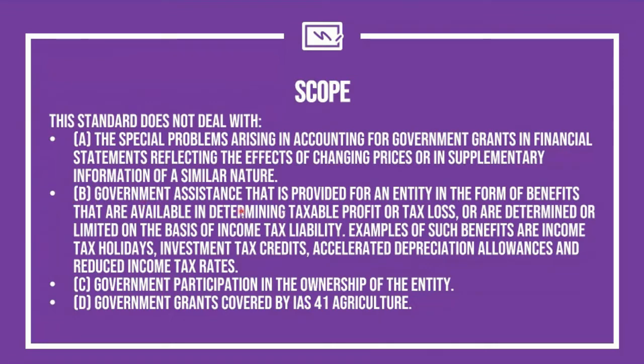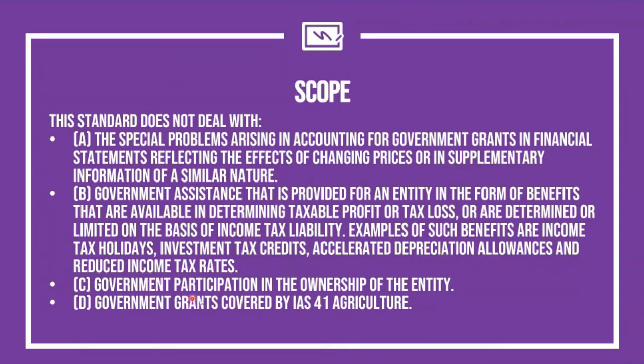Letter B, government assistance that is provided for an entity in the form of benefits that are available in determining taxable profit or tax loss, or are determined or limited on the basis of income tax liability. Examples of such are income tax holidays, investment tax credits, accelerated depreciation allowances, and reduced income tax rates, because this letter B is covered by your income taxes already. Or generally, it is going to affect the liability that we're going to pay. So in that case, it is going to be covered by IAS 12 already.